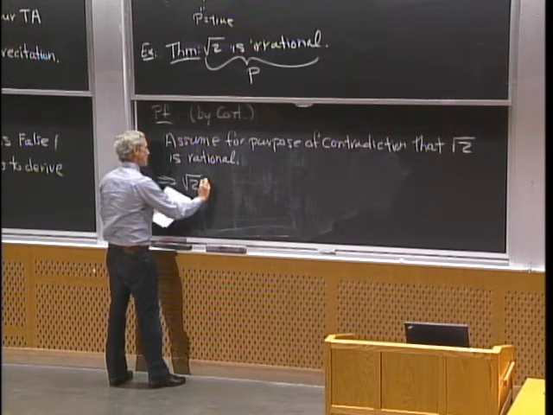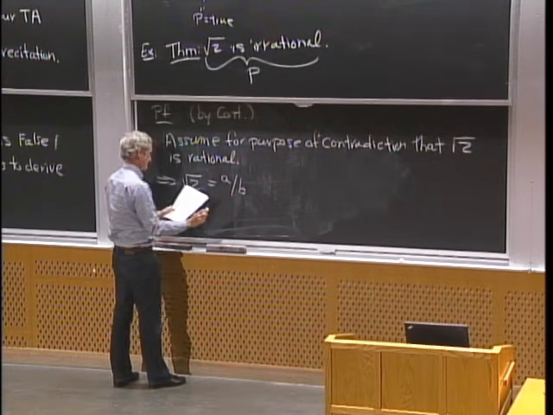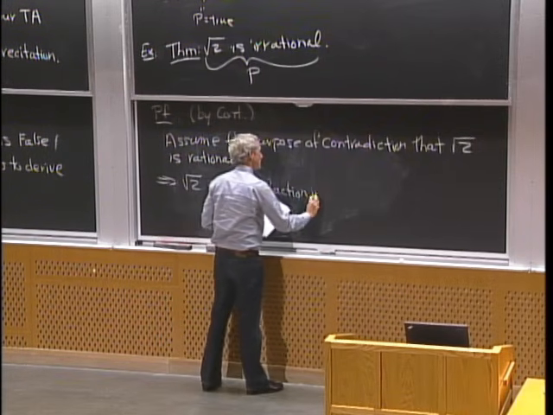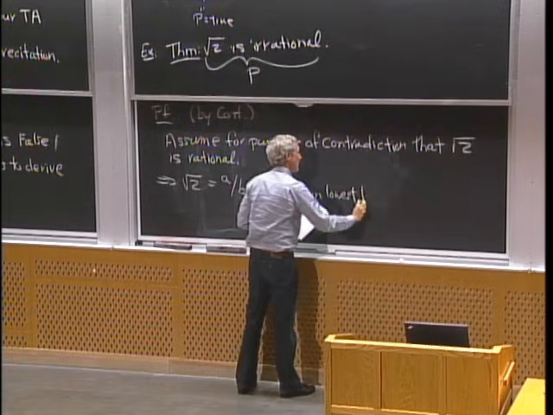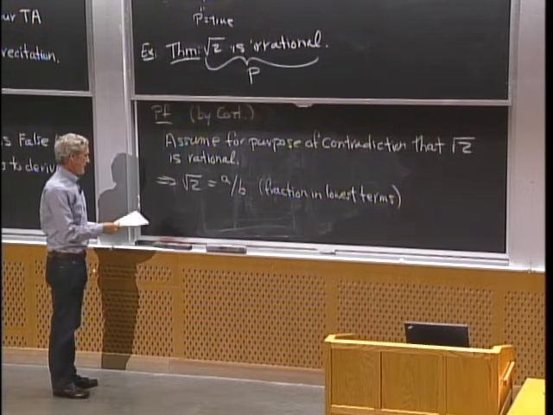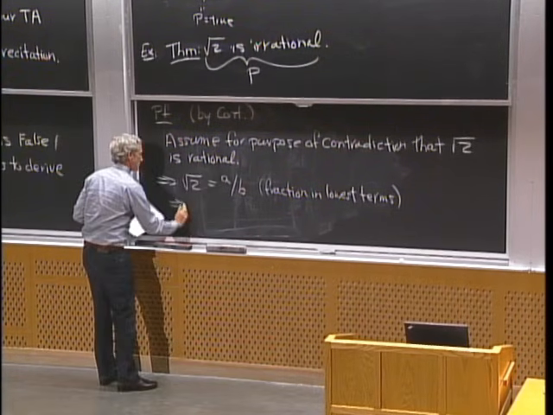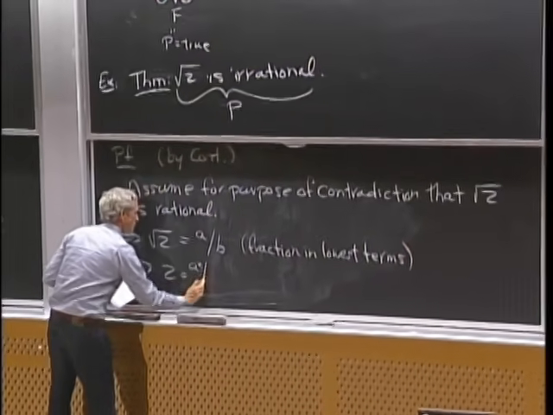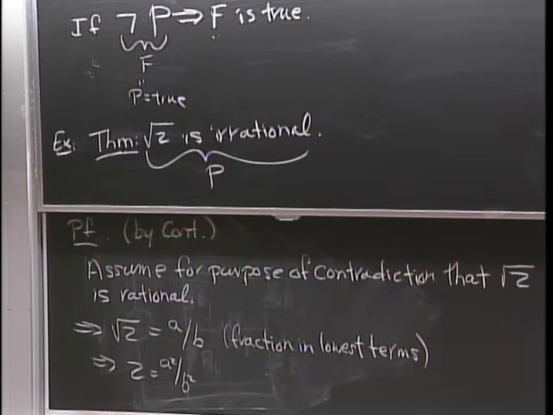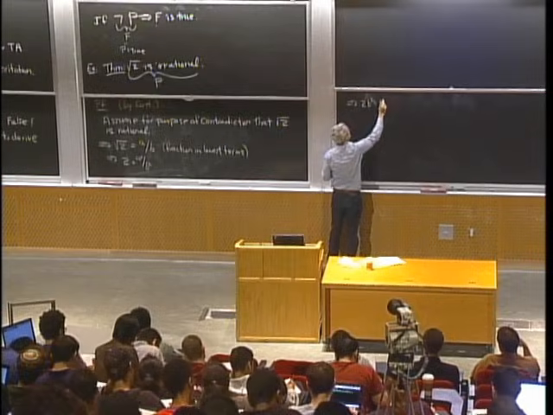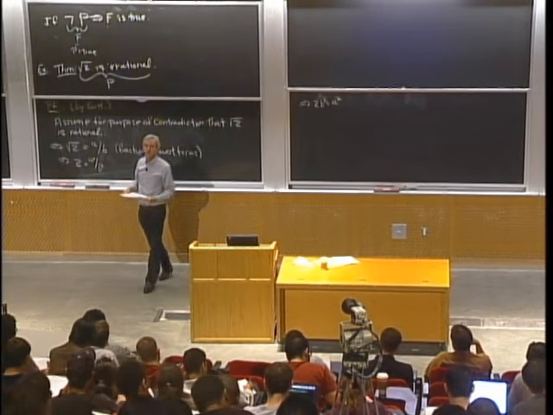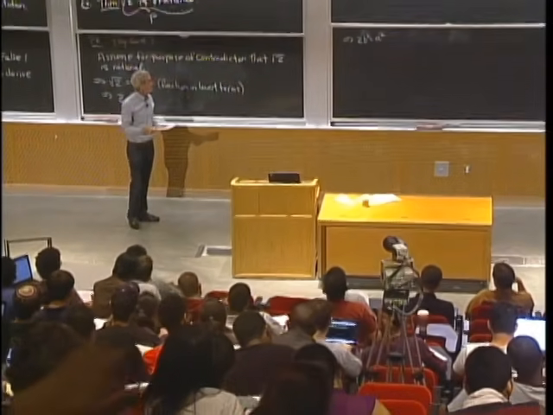Well, if the square root of 2 is rational, then we can express it as a over b, where a over b is a fraction in lowest terms. That means a and b have no common divisors. And then I can square both sides, and I get 2 is a squared over b squared. Then I multiply by b squared, and I get 2b squared equals a squared. And what does that imply about a? What can you tell me about a if a squared is 2b squared?